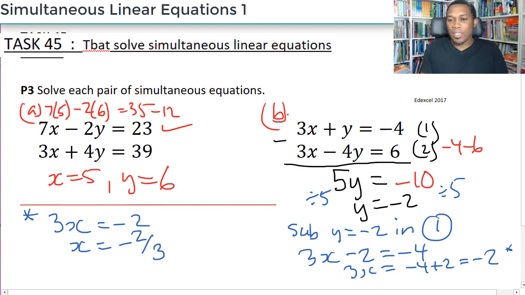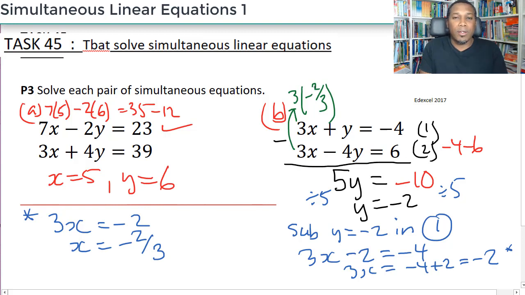The check is going to be a bit challenging on this one, but we can do it anyway. Look at how this works out. We're checking in equation 2, okay? So this is an equation 2 check because we did the substitution in equation 1. We don't want to do it again there. What's 3 times minus 2/3?